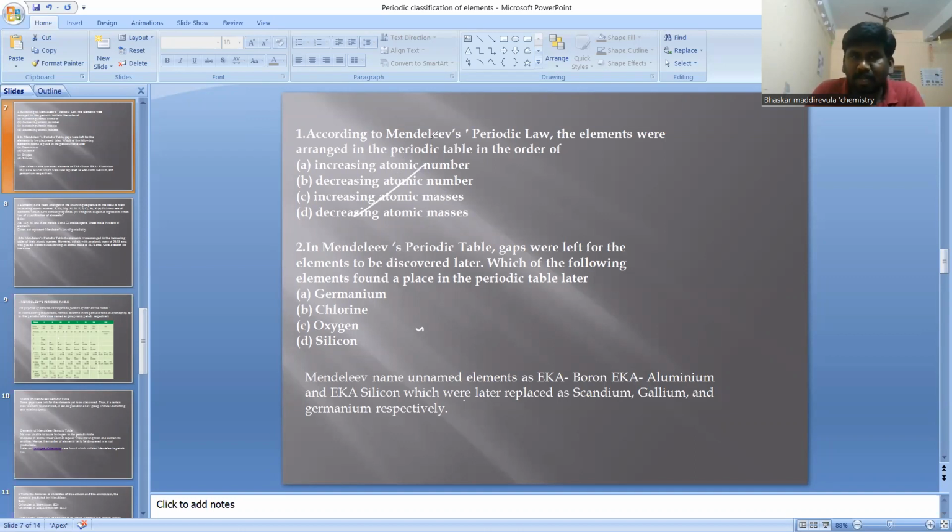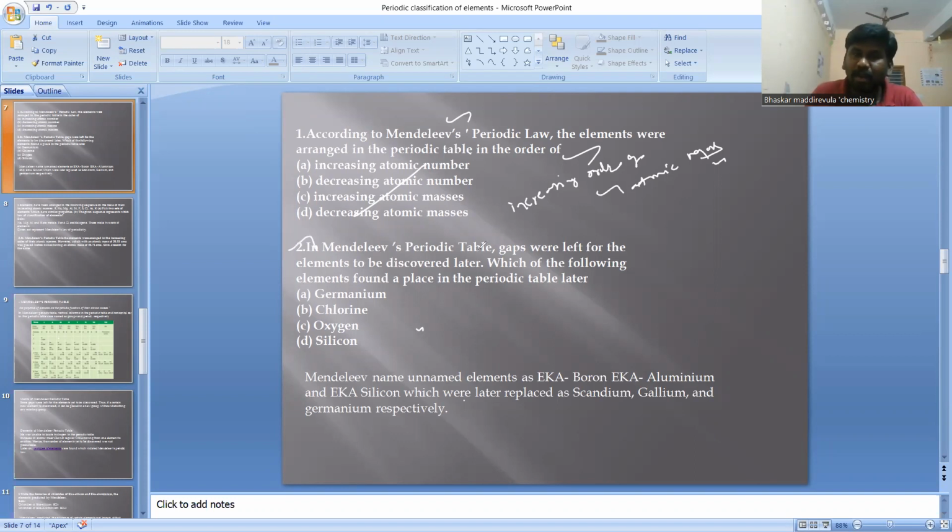According to the Mendeleev periodic table, how were the elements arranged? In the increasing order of atomic mass. This is something you have to keep in mind. The Mendeleev periodic table is based on elements in increasing order of atomic mass. Next, you will see the next question.